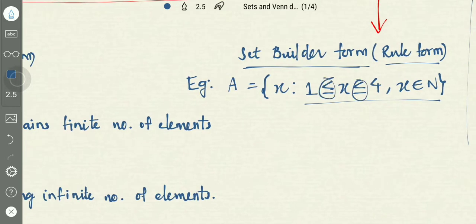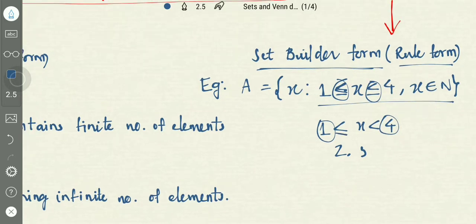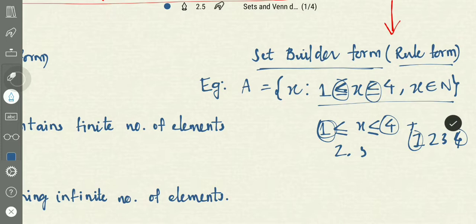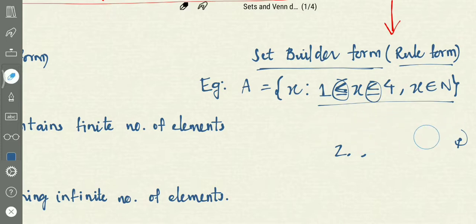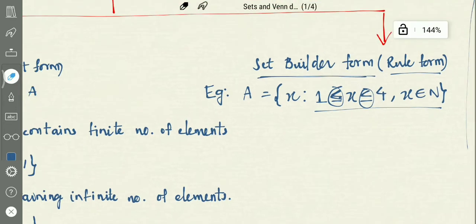These inequality symbols represent the following. If it is 1 < x < 4, then the numbers will be 2 and 3, excluding 1 and 4. If it is less than or equal to, then including these numbers, it will be 1, 2, 3, 4, including 1 and 4. It should be remembered that less than or equal to or greater than or equal to means including the extremes, and if it is only less than or only greater than, then excluding the extremes.